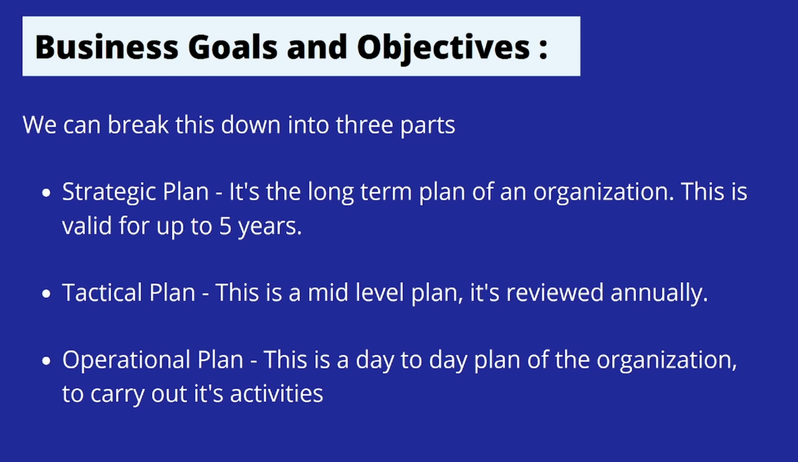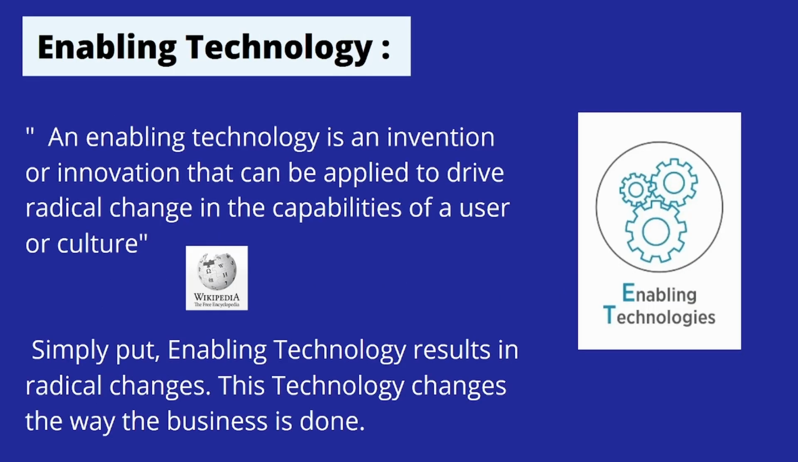Business goals and objectives. We can break this down into three parts: strategic plan, tactical plan, and operational plan. The strategic plan is the long-term plan of an organization. This is valid up to 5 years. Whereas a tactical plan is a mid-level plan. It's reviewed annually. Whereas an operational plan is the day-to-day planning of an organization. This involves carrying out the day-to-day activities to make sure the business processes go ahead without any disruptions.